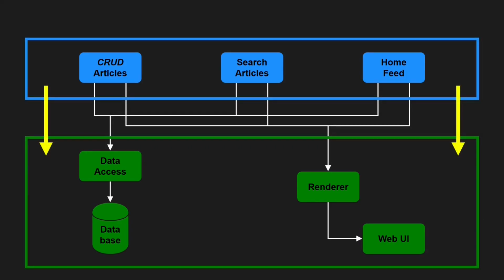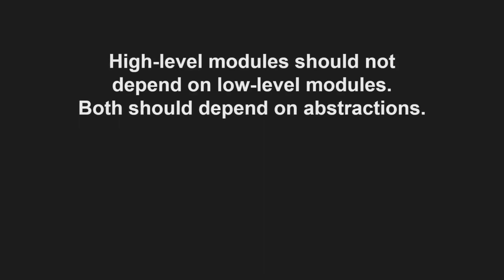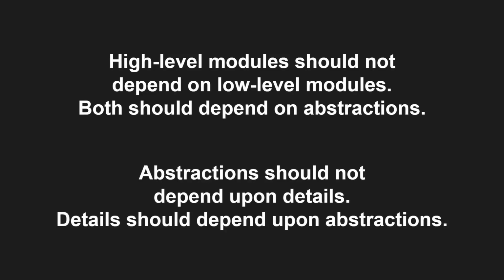top of existing modules. And this is where the dependency inversion principle comes into the picture, which states, high-level modules should not depend on low-level modules. Both should depend on abstractions. And abstractions should not depend upon details. Details should depend upon abstractions. But what does that mean?